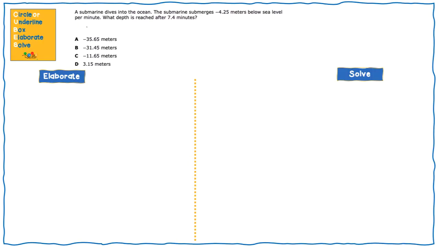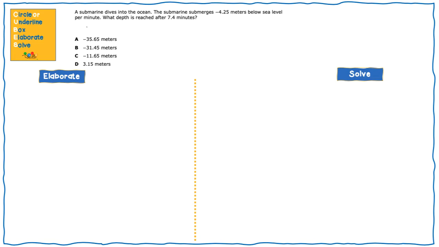Hi everyone! Today we're going to be solving questions involving operations with rational numbers. And the rational numbers, just so we can remember, are decimal numbers, fractions, and those fractions and decimals can be positive or negative.